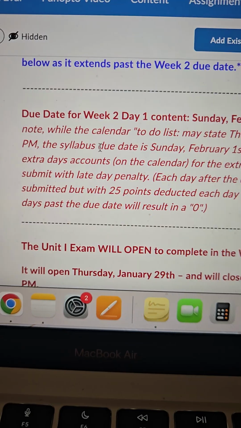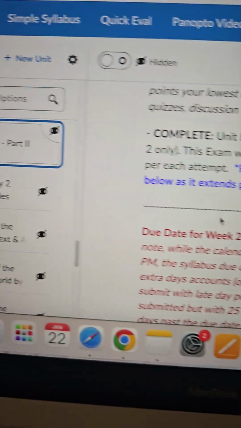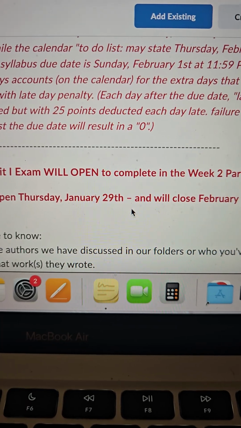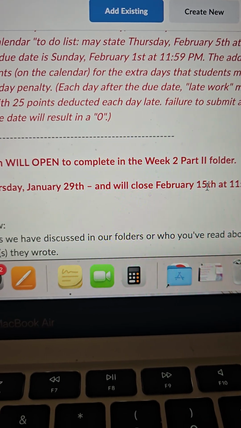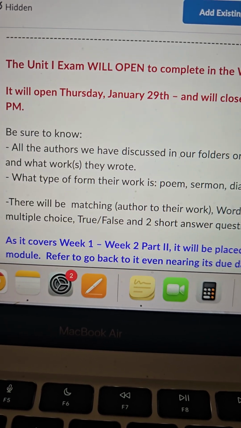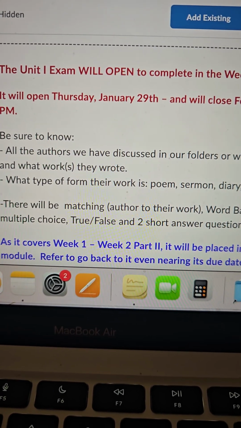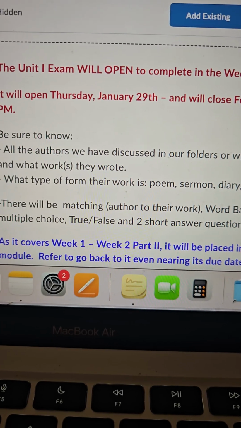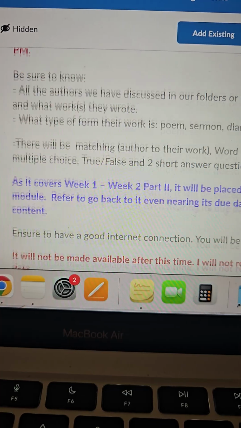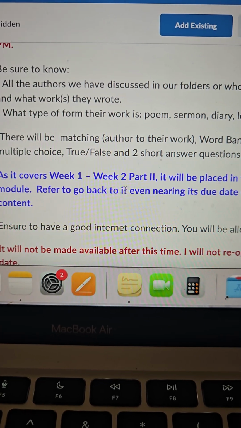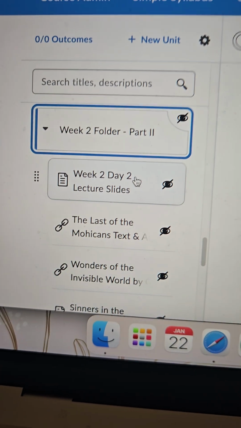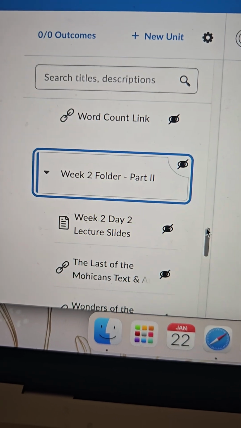So Unit Exam 1 is only found in this folder, and it covers January 29th through February 14th. Notice that it is a very long time, and I give you plenty of time to do so. Once you're done with it, you can just not worry about it, but this is also for people to be self-paced in some areas of the class. And it covers week 1 through week 2, part 2. Okay? So let's go in, and these are the things that are found in the folder.